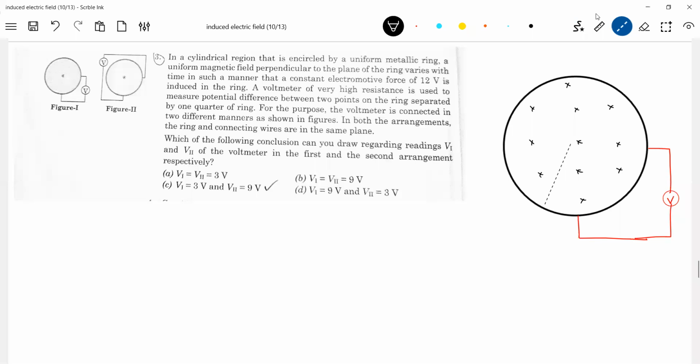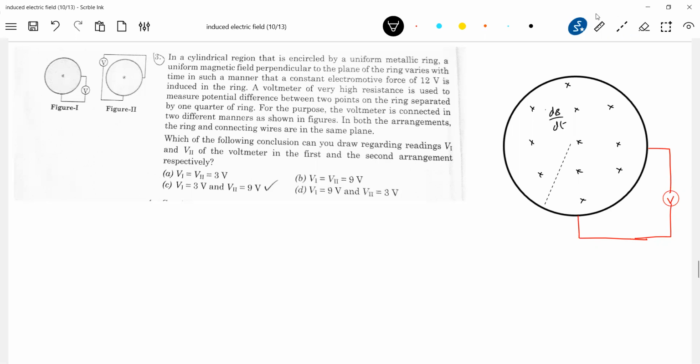So let's not bother about field, radius, everything. Directly it has given the EMF induced in the ring. How much? 12 volt. Total EMF induced is 12 volt. Now, what is the method you brought? And B bar is varying. Okay, look at C now. The B bar is varying in this magnetic field region.